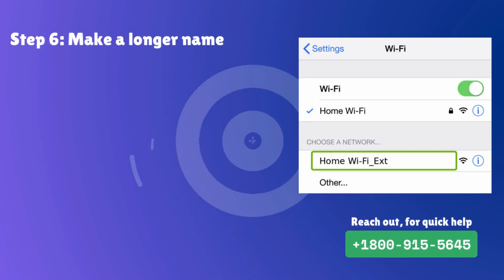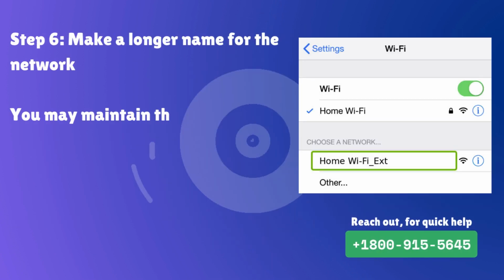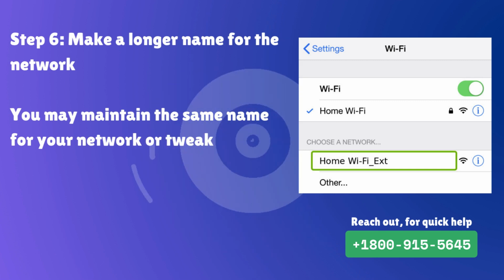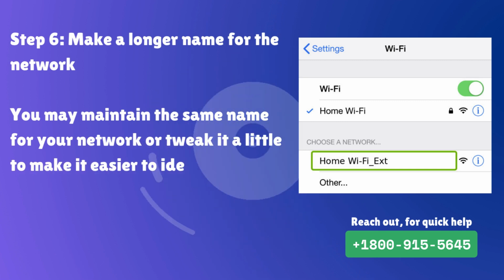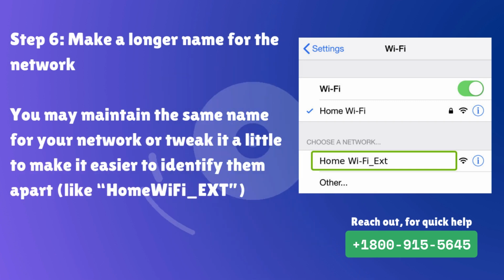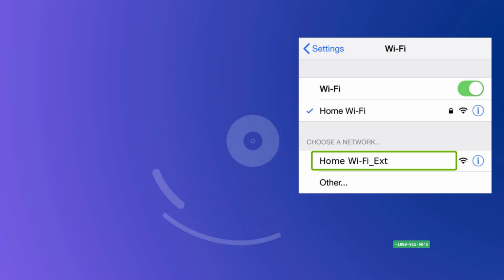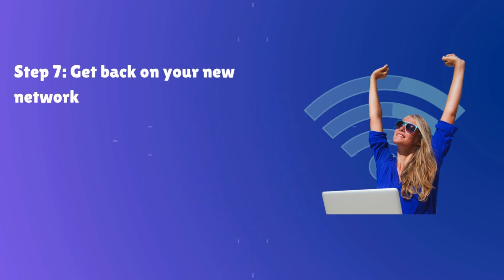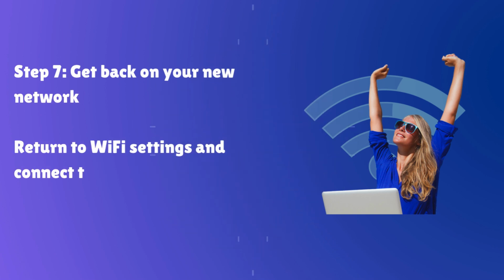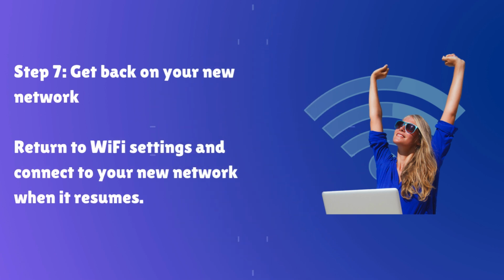Step 6. Make a longer name for the network. You may maintain the same name for your network or tweak it a little to make it easier to tell them apart, like home Wi-Fi_ext. To complete, click Apply or Next. Step 7. Get back on your new network. Return to Wi-Fi settings and connect to your new network when it resumes.